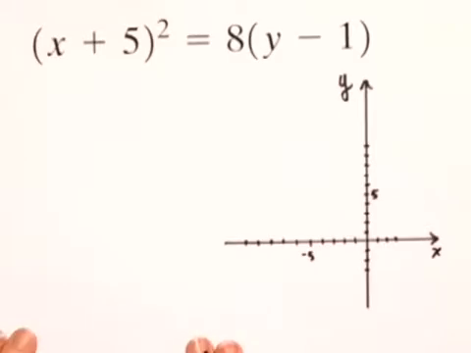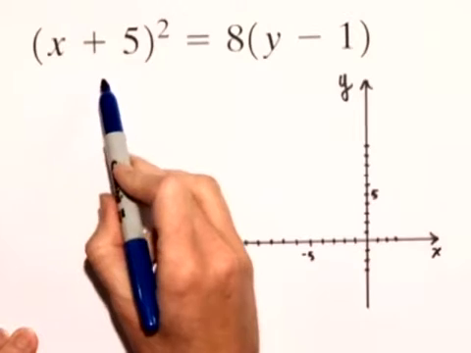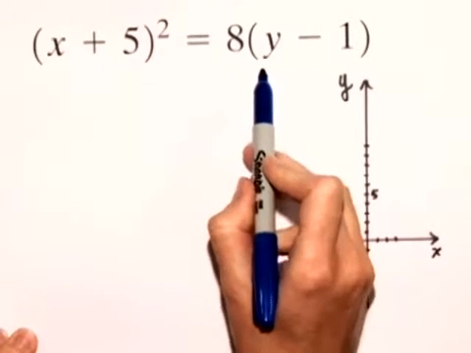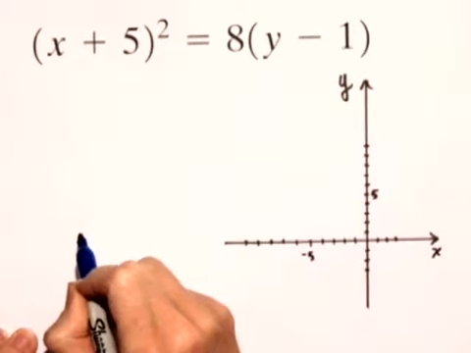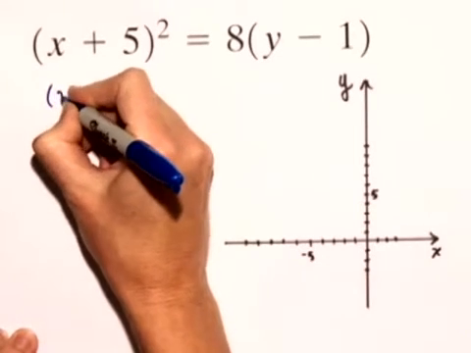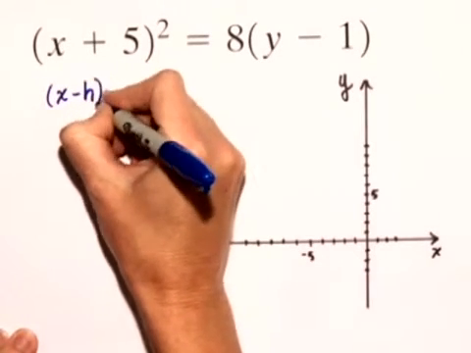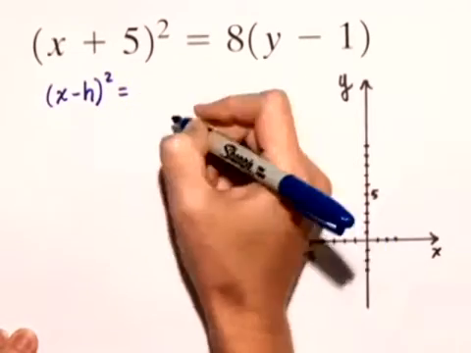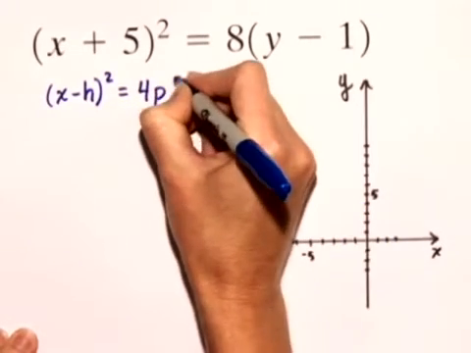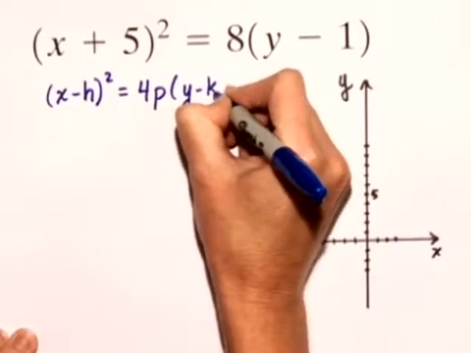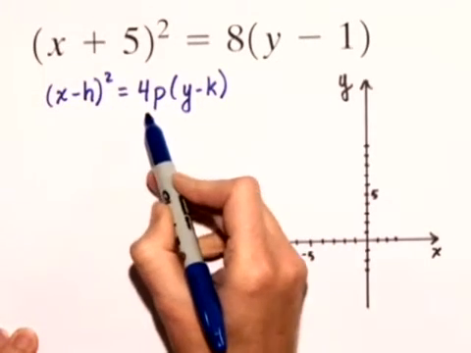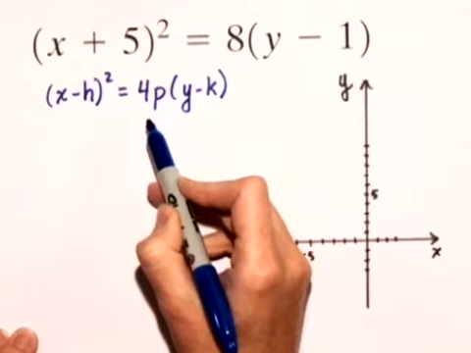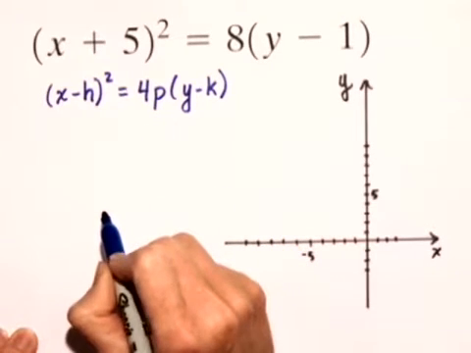For this problem, we'll graph a conic section. Notice we have an x squared term on one side and a y to the first power on the other side. So this is of the form (x minus h) quantity squared equals 4p times the quantity (y minus k). When we have one of our terms squared and the other one not, we know that this is the equation of a parabola.